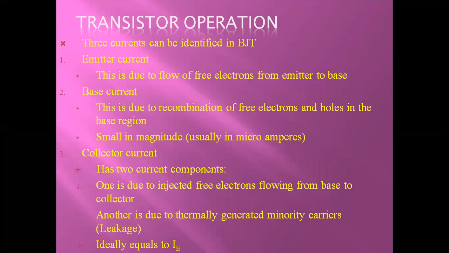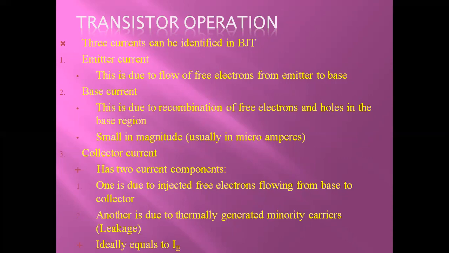We have discussed that three different currents exist. Because there are three different terminals, three different currents will be identified: emitter, base, and collector. So what is the current towards the emitter? What are the current variations towards the base? And what is the variation of the current towards the collector? We'll have a detailed look now.